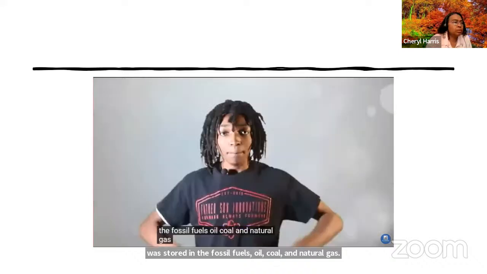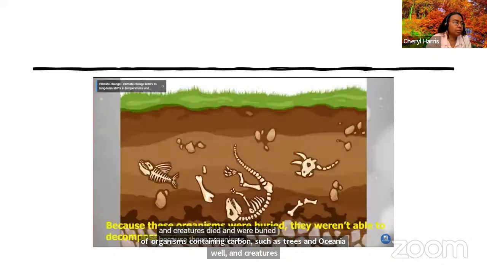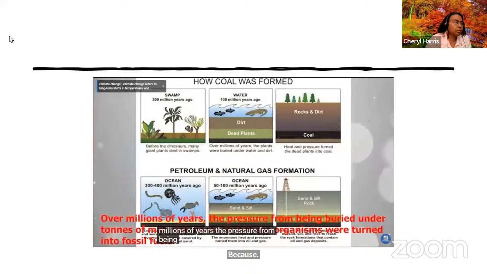Millions of years ago, organisms containing carbon such as trees and ocean-dwelling creatures died and were buried. Because these organisms were buried, they weren't able to decompose properly. Over millions of years, the pressure from being buried under tons of material meant that these organisms were turned into fossil fuels.